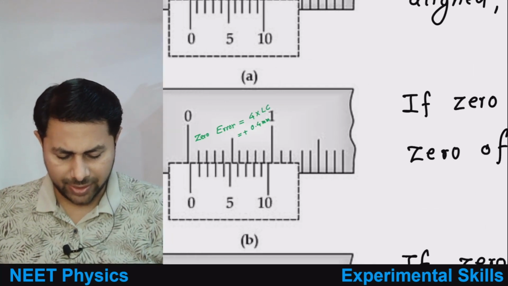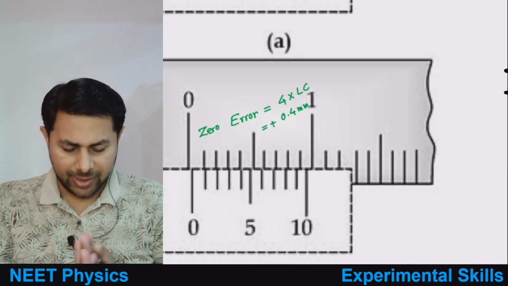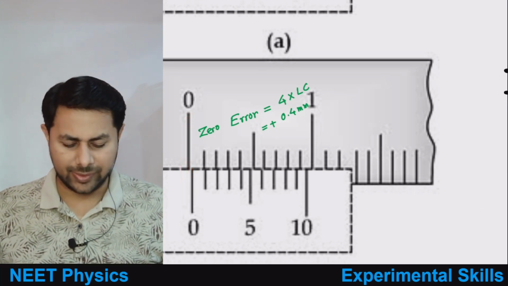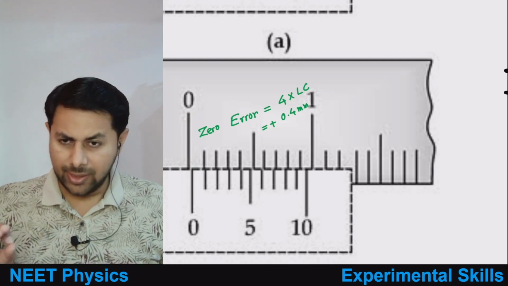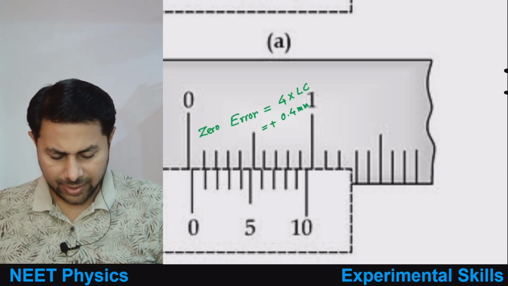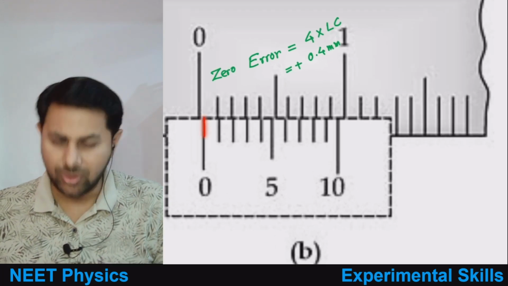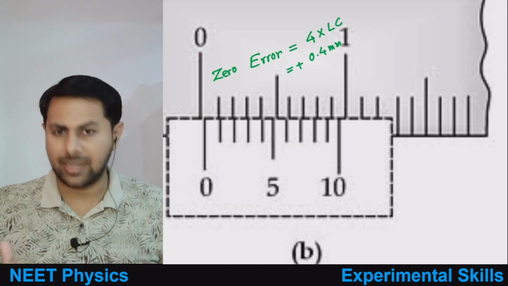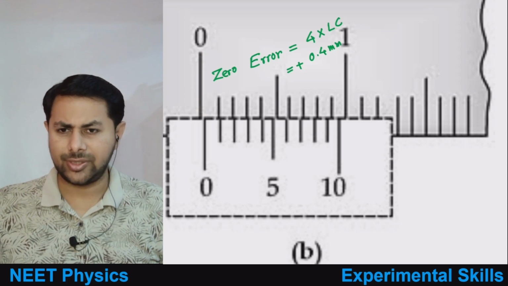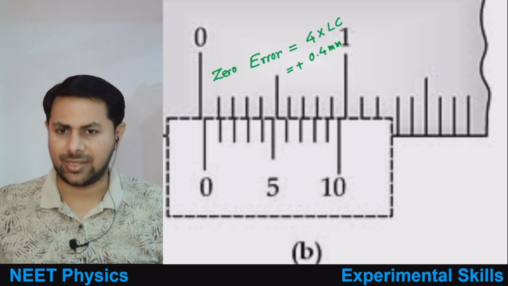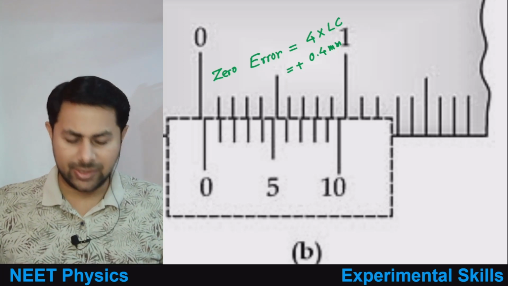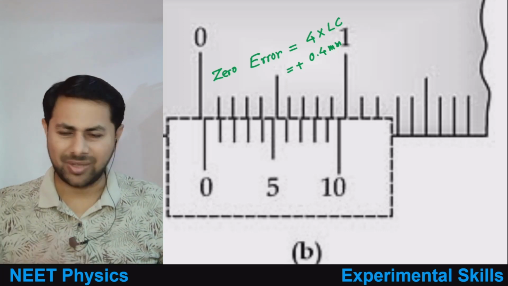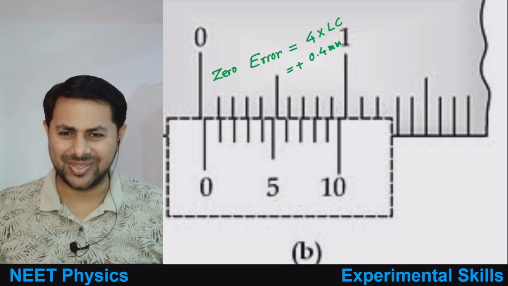So for an example here, nothing is kept in between the two jaws of the Vernier scale, but still both zeros do not match, right? So there is some 0 error. If 0 of the Vernier scale falls ahead of the 0 of the main scale, it is showing some extra reading. So this is positive 0 error. You are calculating something extra, so whatever that reading is, you need to subtract it from the measurement to get the final measurement.